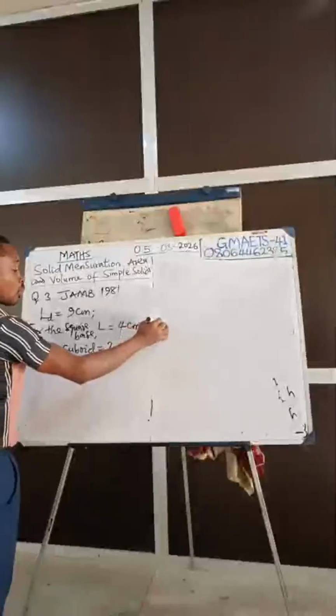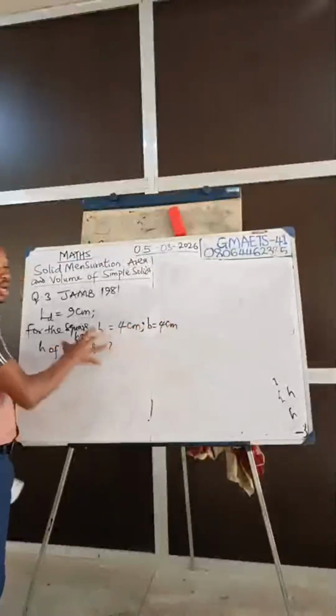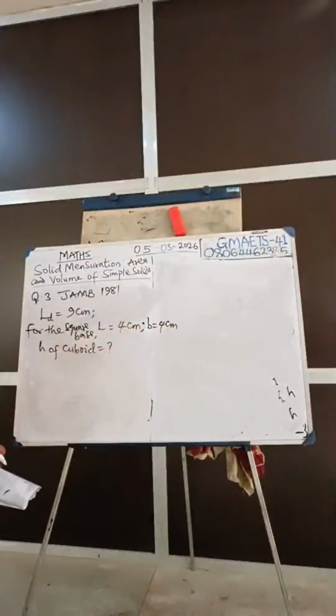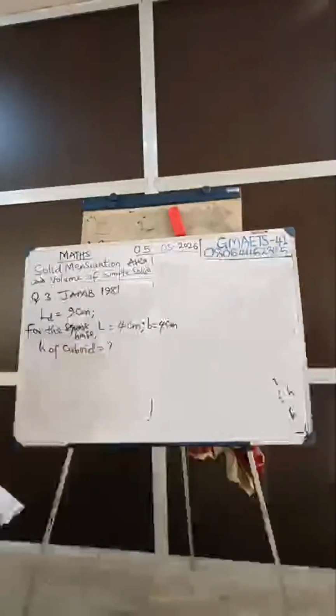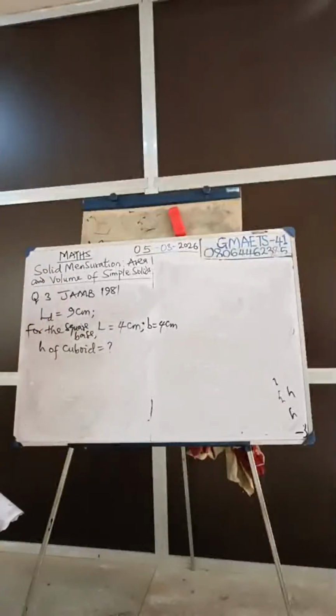The breadth is also equal to what? 4 centimeter, because that guy is a square base. Then the height of the cuboid we don't know. Are you following, right? The height we don't know. We know the length. We know the breadth. But the height we do not know. So this is just the information.